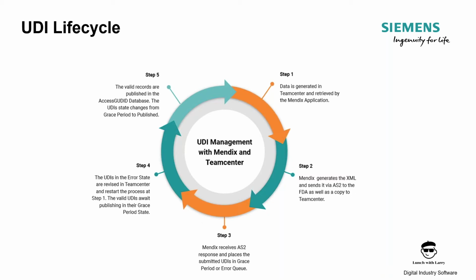So after we got the data from Team Center, we would generate the XML file and send it to the FDA through their niche protocol, as well as send a copy to Team Center just to allow auditability between the two. And then one of the key things about the AS2 protocol is that it allows the FDA to manage liability by sending a response back. It's kind of like a notarized fax.